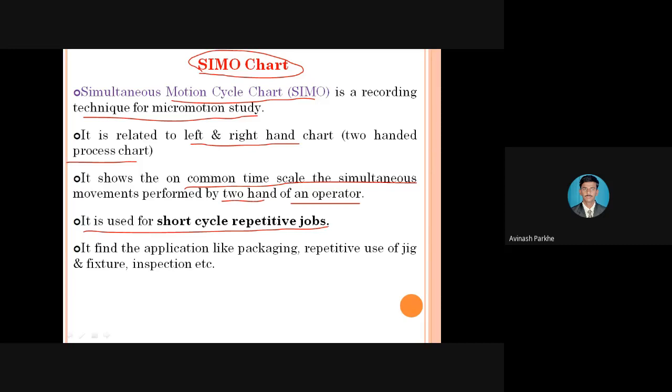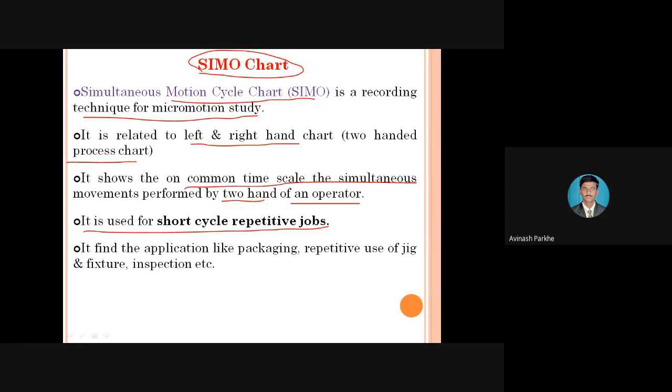And wherever repetitive jobs are taking place, sometimes we are doing packaging, sometimes repetitive use of the tools, sometimes we go for inspection. For inspection, again and again we have to go for the inspection. If I have to change the tool, again and again I am changing the tools.